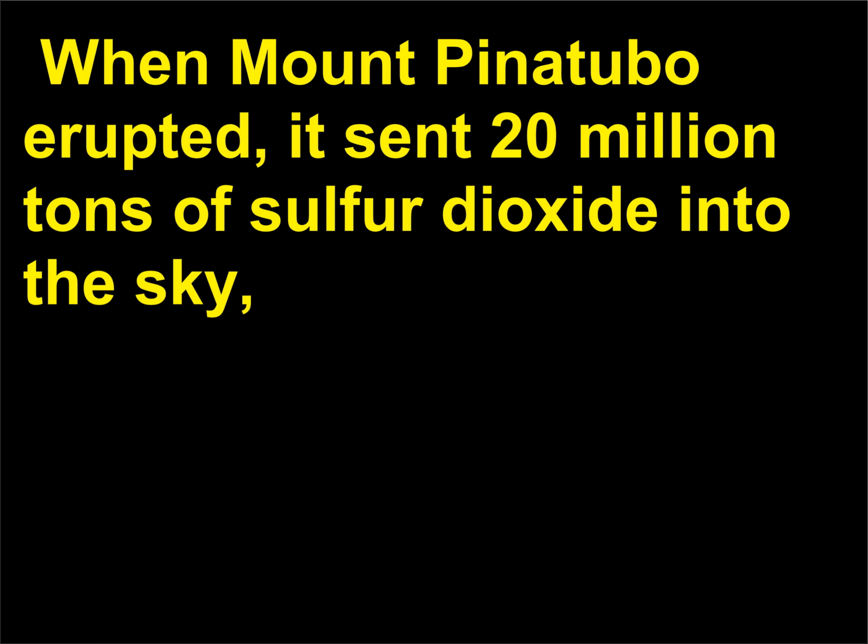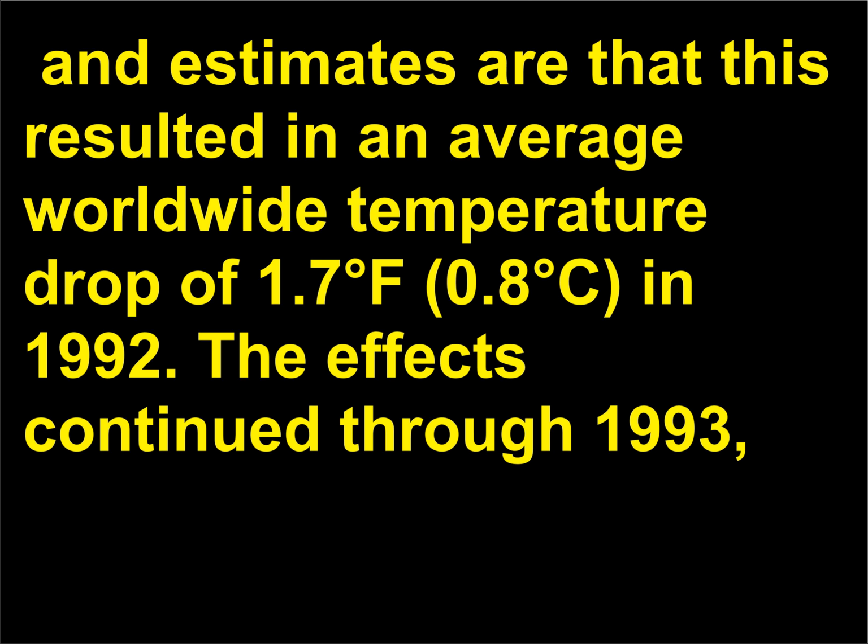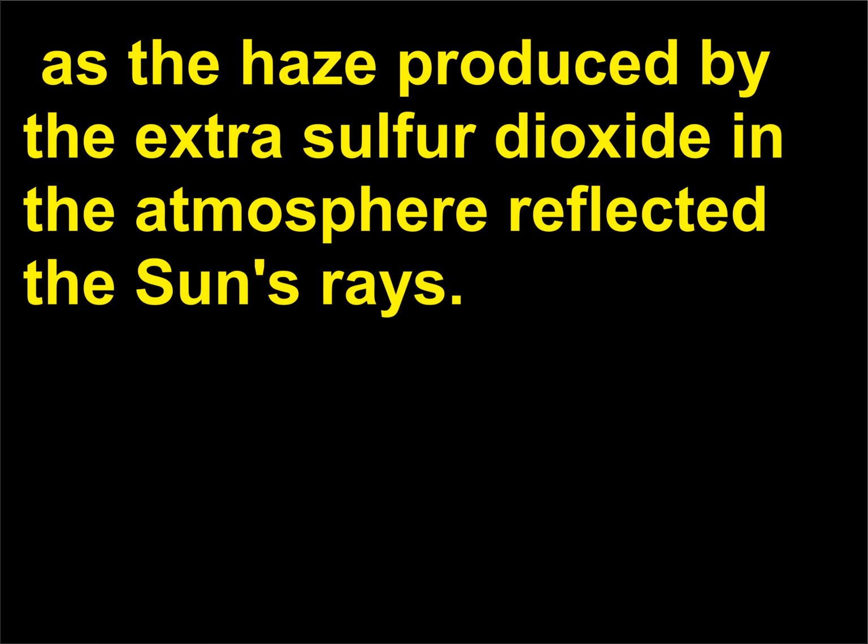When Mount Pinatubo erupted, it sent 20 million tons of sulfur dioxide into the sky. And estimates are that this resulted in an average worldwide temperature drop of 1.7 degrees Fahrenheit (0.8 degrees Celsius) in 1992. The effects continued through 1993, as the haze produced by the extra sulfur dioxide in the atmosphere reflected the sun's rays.